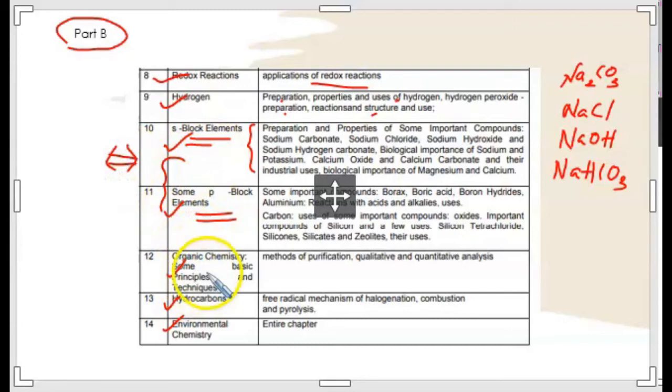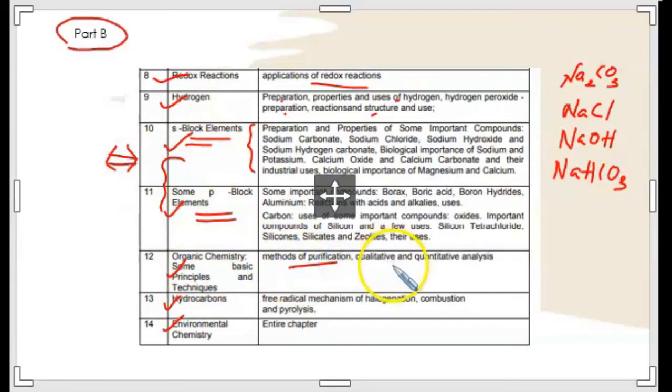Coming to organic chemistry, methods of purification, how we purify certain compounds, it's very interesting, but it's deleted, and qualitative and quantitative analysis are also reduced. In the 13th chapter, hydrocarbons, the free radical mechanism of halogenation, combustion and pyrolysis are reduced, and environmental chemistry is completely reduced. So that is the deleted portion you can see.